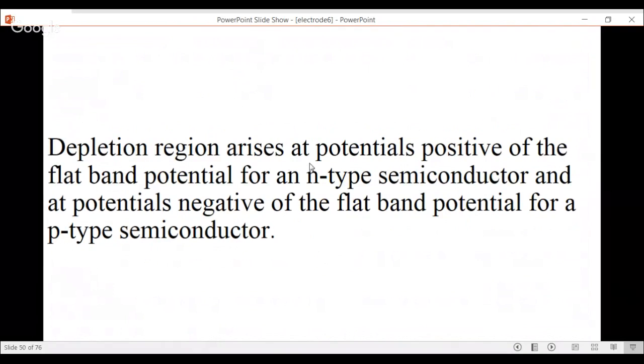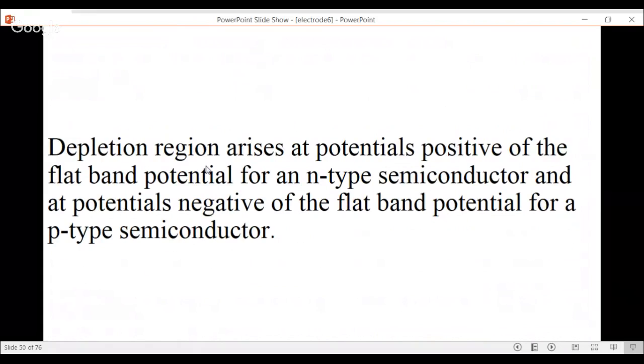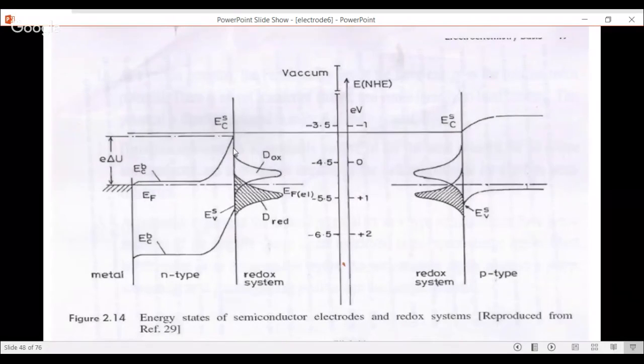A depletion region arises at potentials positive of the flat band potential for an n-type semiconductor, and at potentials negative of the flat band potential for a p-type semiconductor. This is a statement. At potentials negative of the flat band potential for an n-type semiconductor, the potentials are negative, as you see here. So the potential here is the electron potential, and this is the potential of the receiving species in the electrolyte. Therefore, the reaction will be a reduction reaction.